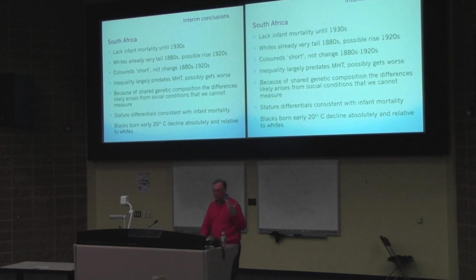So, conclusions from that case study. Whites are already tall in the 1880s. Maybe we're seeing a rise in the 1920s. Big difference. Coloreds are short. Certainly consistent with infant mortality differentials. Here, we can see that the differences, it's really from the World War I data, they tell us that the differences in stature predate the modern health transition. People born in the 19th century were already very different in stature. So this difference that exists today was not created by the way these groups moved into the modern health transition. It goes a long way back.